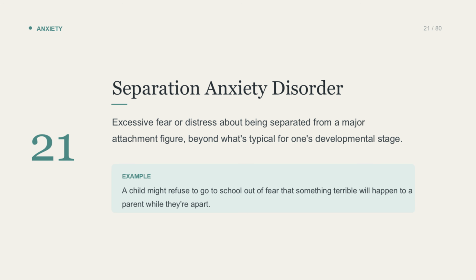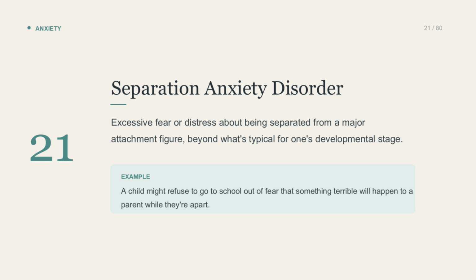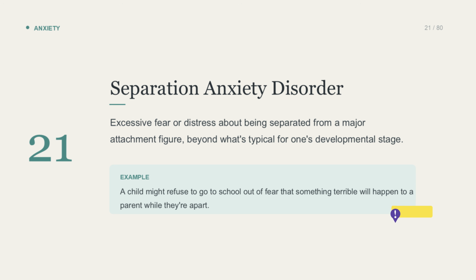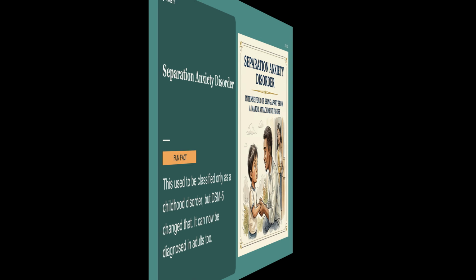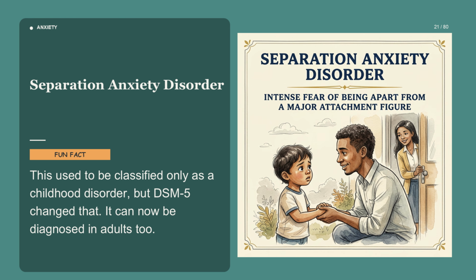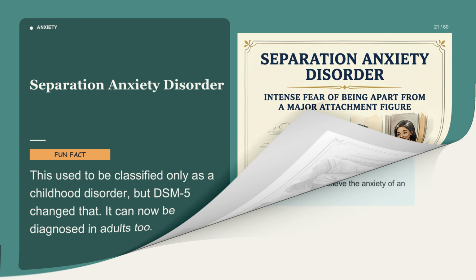21. Separation anxiety disorder. Separation anxiety disorder involves excessive fear or distress about being separated from a major attachment figure, beyond what's typical for a person's developmental stage. For example, a child with this disorder might refuse to go to school out of fear that something terrible will happen to a parent while they're apart.